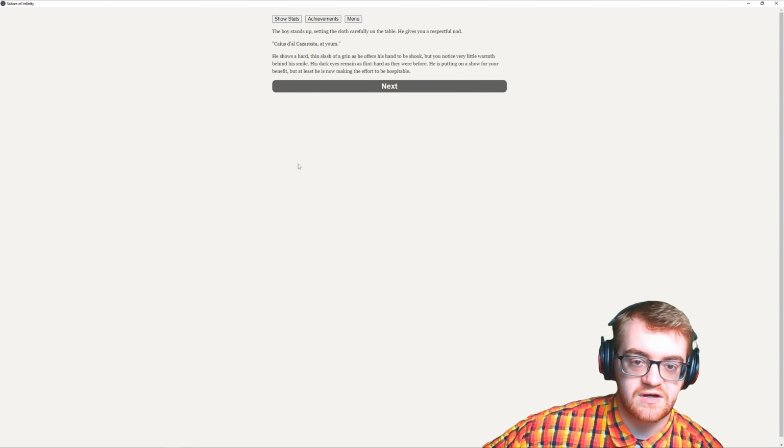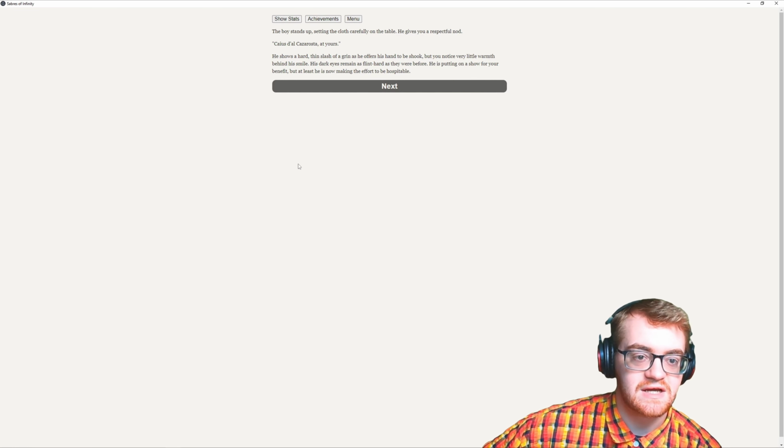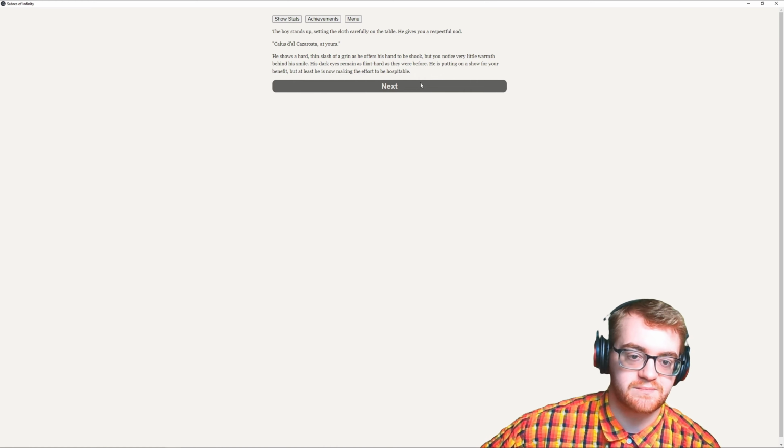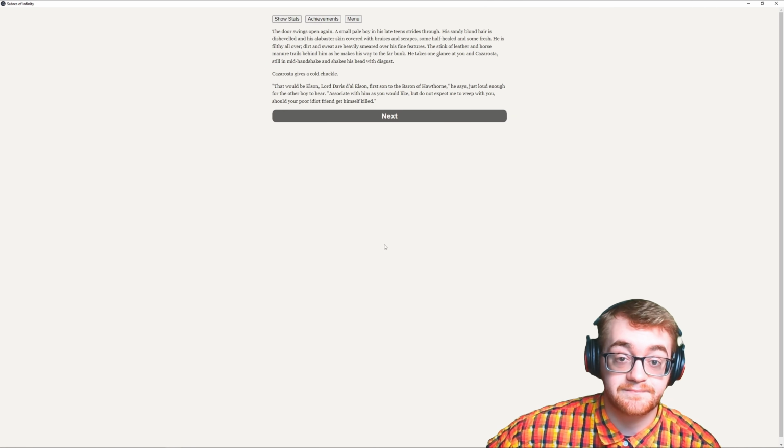He shows a hard, thin slash of a grin as he offers his hand to be shook, but you notice very little warmth behind the smile. His dark eyes remain as flint hard as they were before. He is putting on a show for your benefit, but at least he is now making the effort to be hospitable. You know, look on the right.